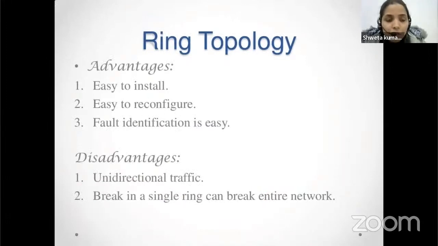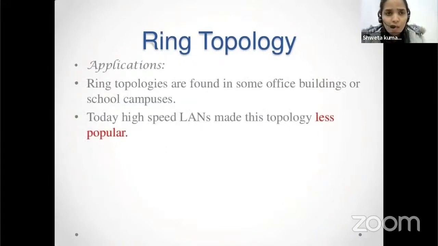The advantages of ring topology: again, it is easy to install and easy to reconfigure, and fault identification is also very easy. The disadvantages are that it is unidirectional, and a break in a single ring can break the entire network. Where is ring topology used? Ring topologies are found in some office buildings or school campuses. Today, high-speed LANs have made this topology less popular.